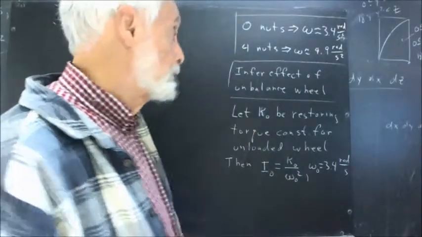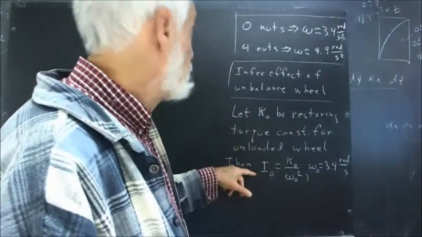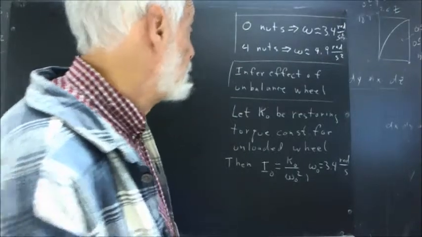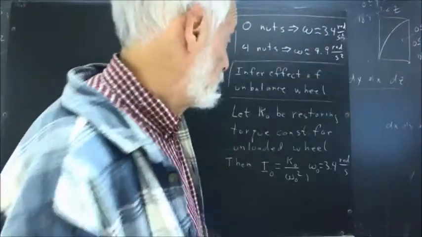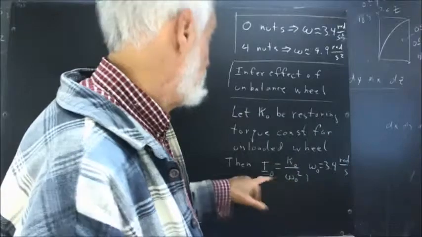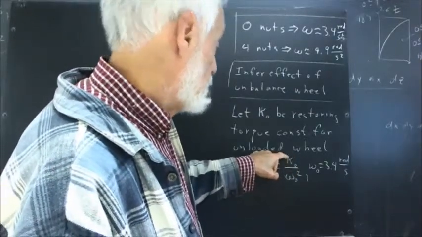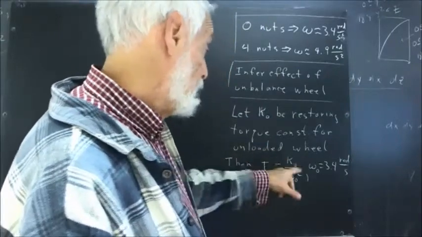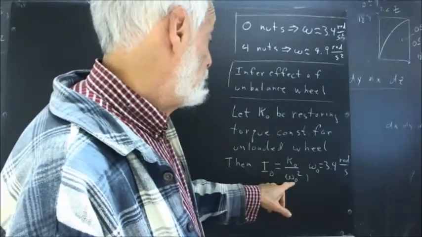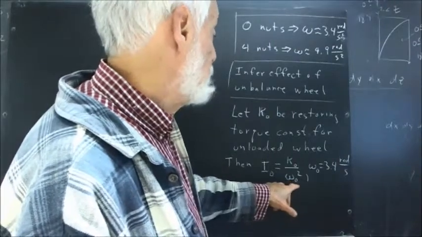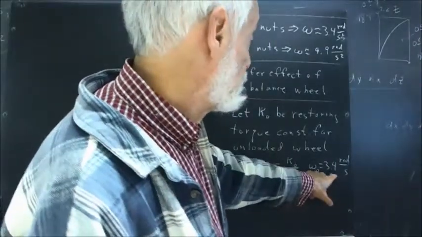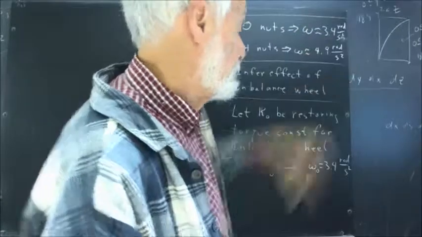Now, we don't know what the restoring torque constant is. We don't know what the moment of inertia for the unloaded wheel is, but we do know omega for the unloaded wheel. So we have a relationship among the moment of inertia, the restoring torque constant, kappa naught, and the angular frequency omega naught, where omega naught is the 3.4 radian per second angular frequency that we observed. Okay, so we've got that.